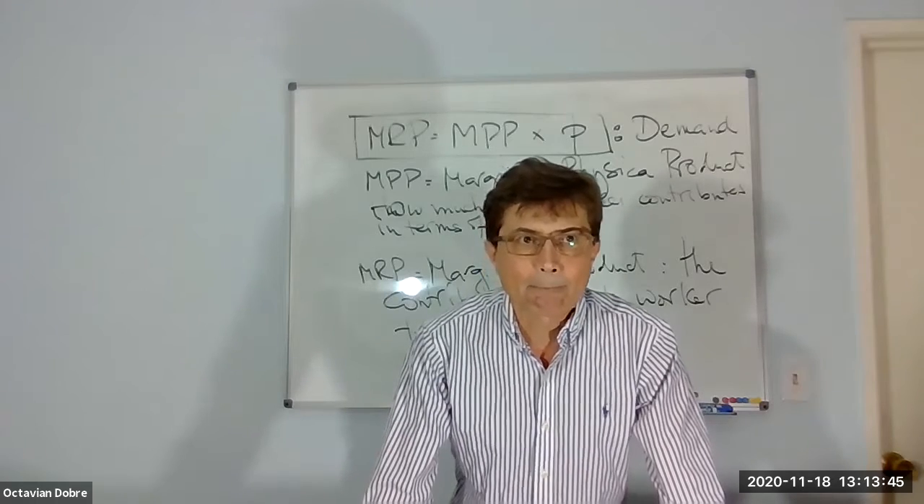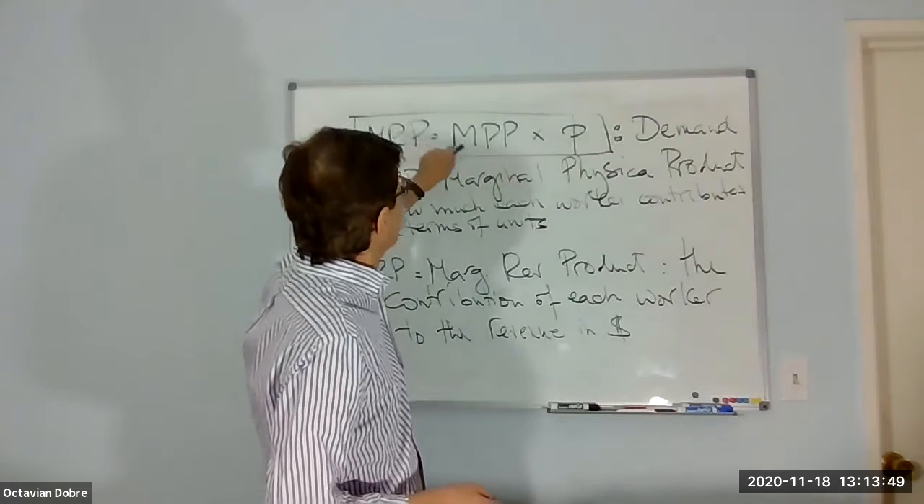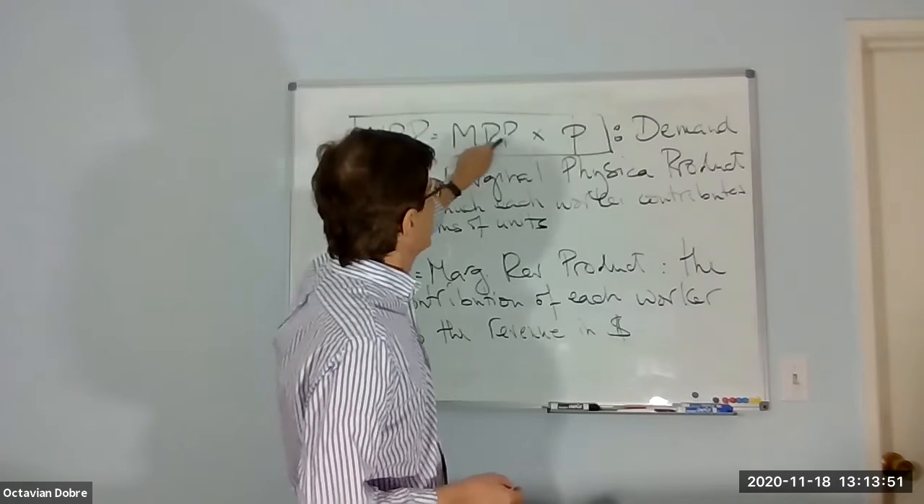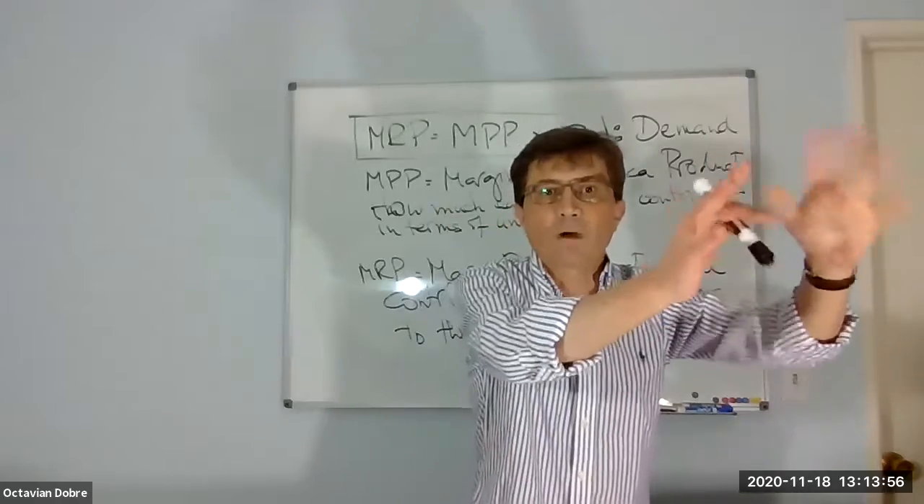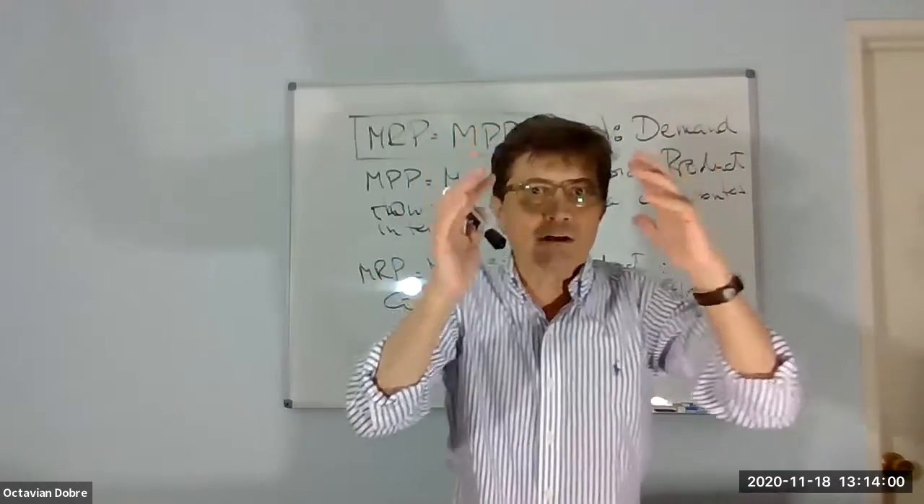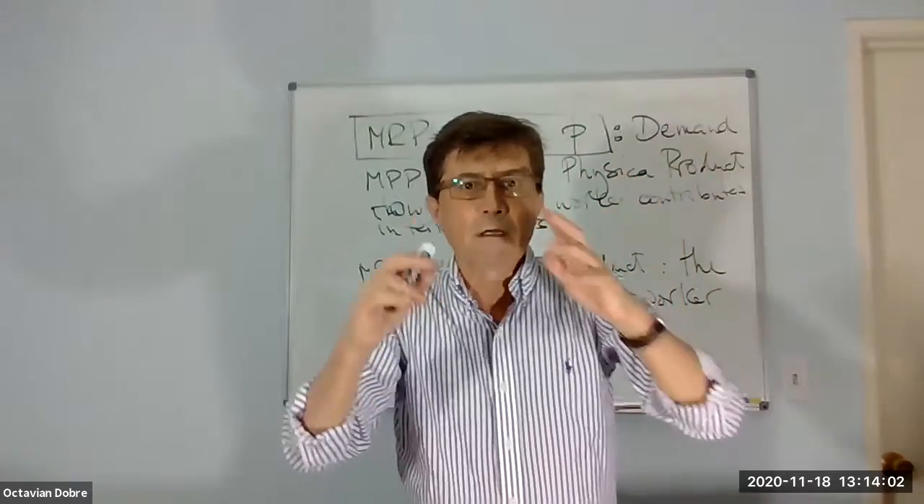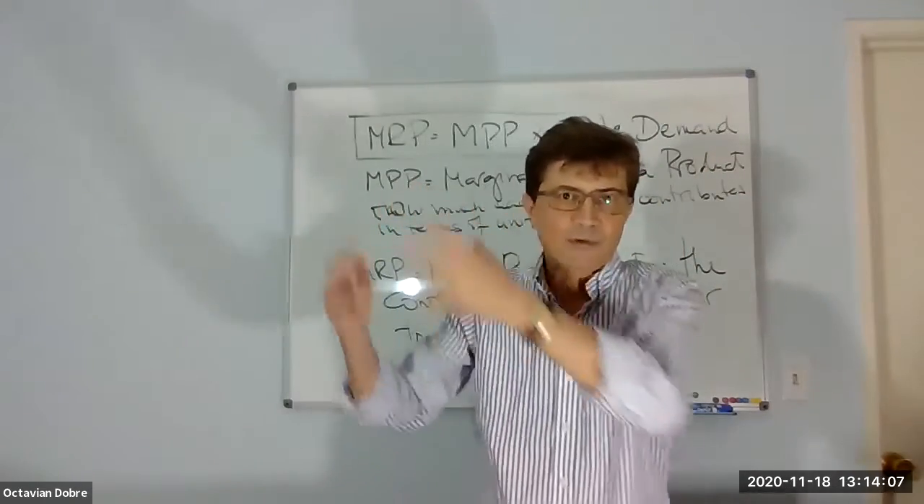Folks, so the demand for labor is equal to marginal physical product times the price. That's where the demand comes from. It is equal to how much each worker contributes in terms of goods times the price of the product that you're producing and selling.